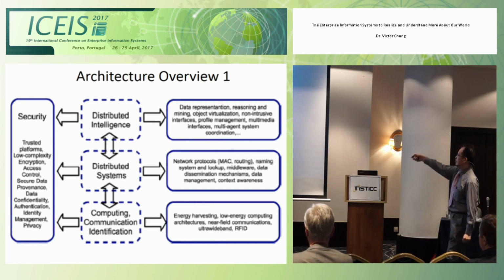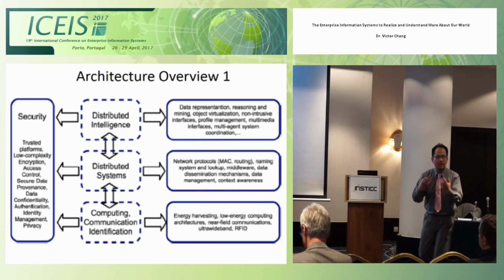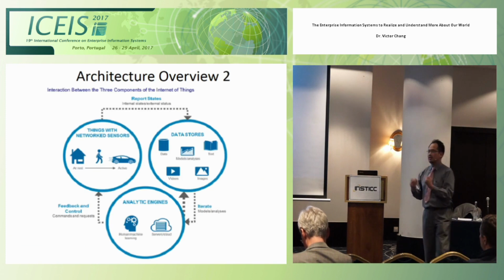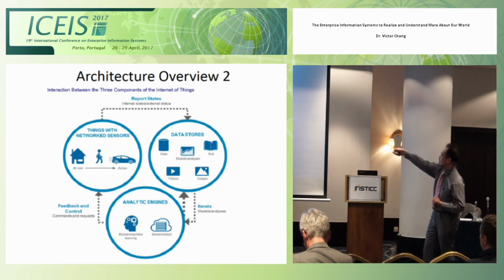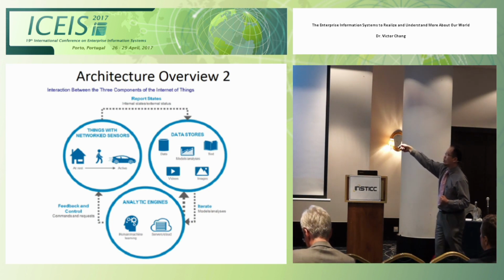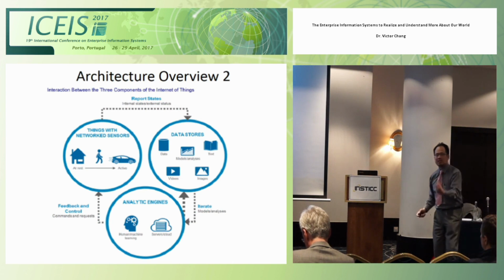Whatever we do, there's also security, because when you collect data, you may collect data with a personal identity or personal data. At the same time, we should have a trust platform with encryption, access control, and a top-down overview: cloud computing, communication, identification, followed by distributed system and distributed intelligence, because it's the smart data that makes sense.